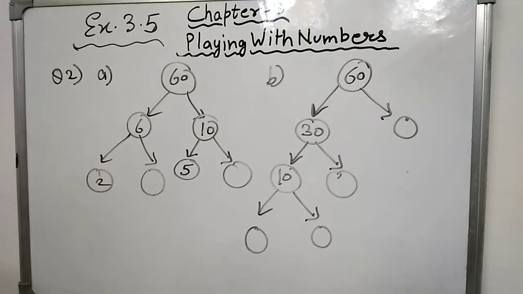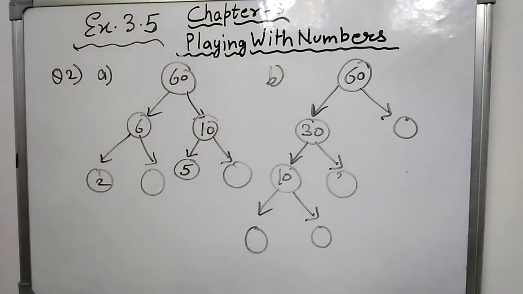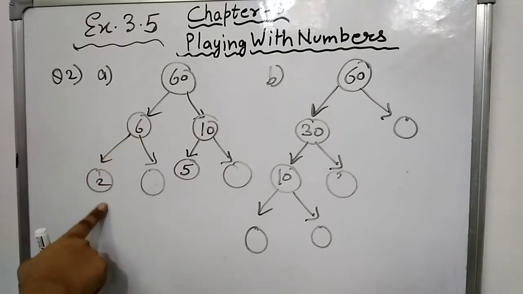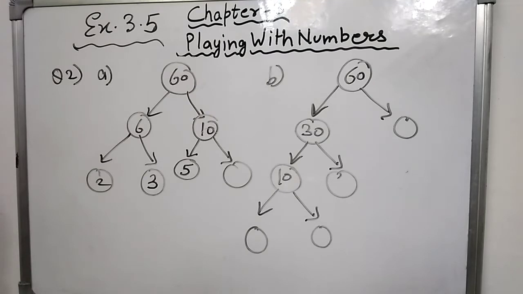Now let's check for factor tree number 1. In this, we factorize 60 into 6 and 10. That is good. Next, we need to factorize 6. Factors of 6 are 2 and 3. So this missing factor is 3.